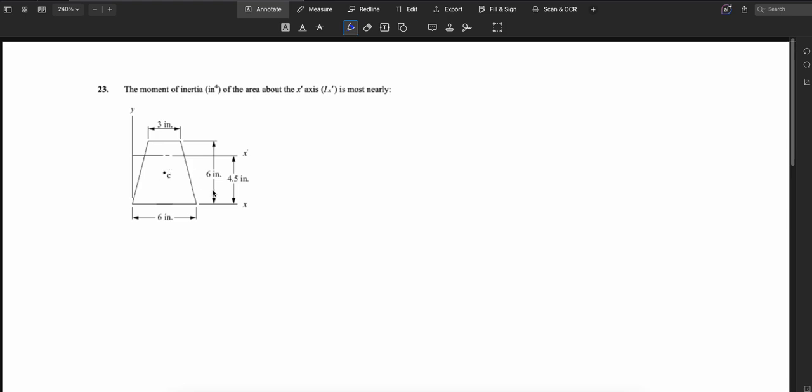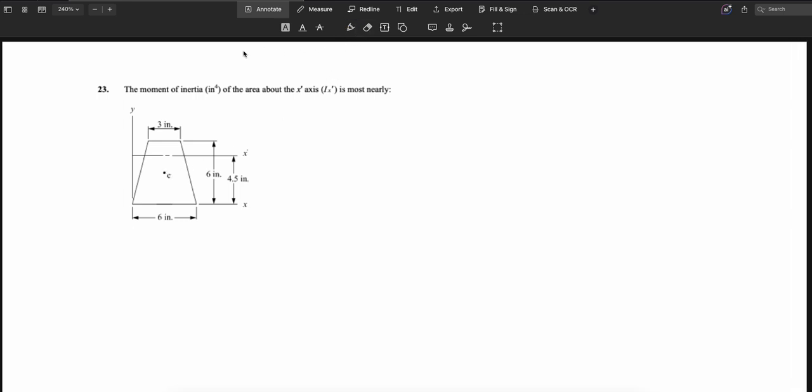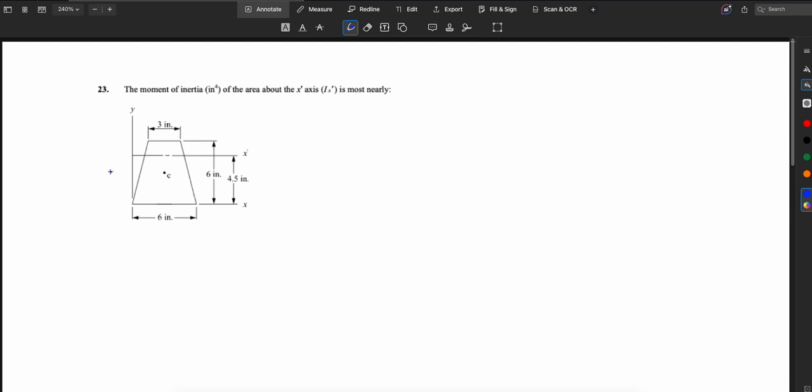This question is from the Fundamentals of Engineering exam, the FE exam, and we're given a trapezoidal shape. We have C for centroid right here, the centroid of the shape, so that's kind of like the center of mass alignment. We're going to find the moment of inertia around the x prime axis.